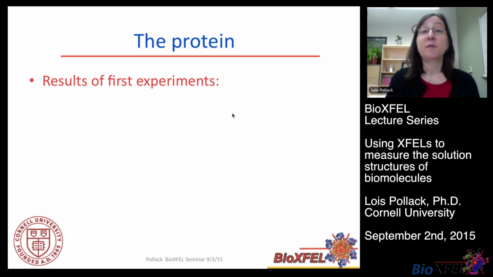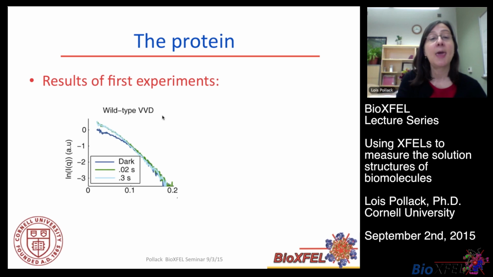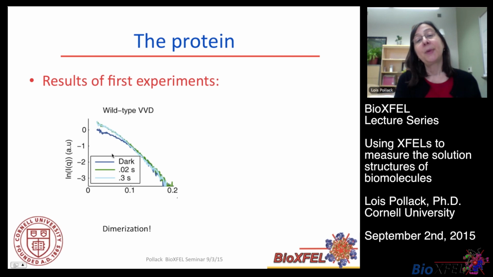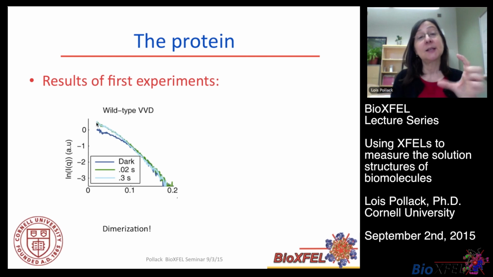So here's the results of our first experiments right here. This is the wild type VVD, the wild type protein, and I'm now showing the scattering profiles as the log of I. The important part here is that when we measure the protein in the dark state, we get this darker curve, and when we measure in the light state, we see an increase in the y-intercept if you extrapolate this back. And that tells us that there's some kind of dimerization going on.